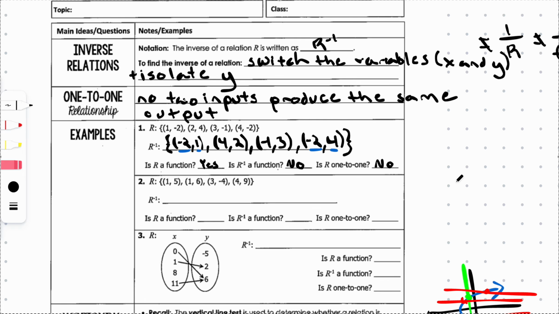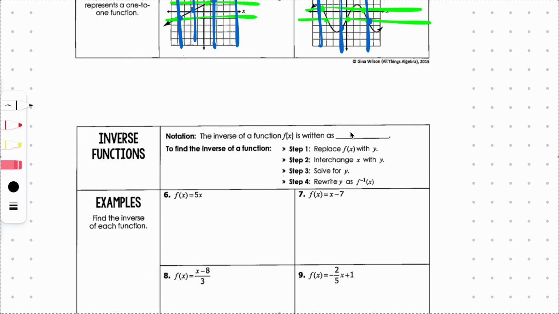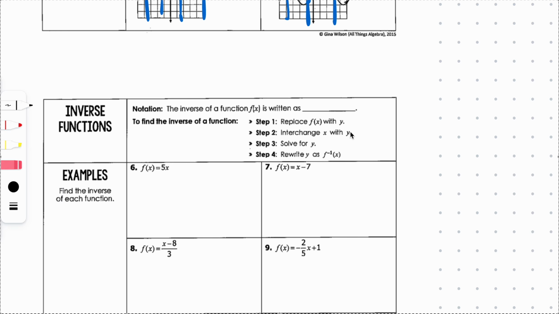Actually, now that I'm thinking about this, a one-to-one relationship probably is, I'm going to actually include in this, and vice versa. So maybe more so just say no, every unique input has a unique output. That's a better definition. Every unique input has a unique output. Okay, great. Now let's talk about inverse functions.